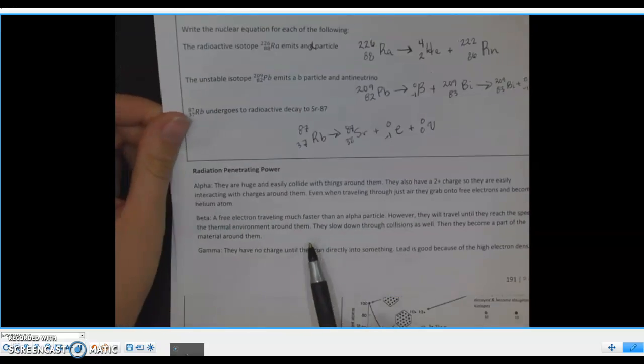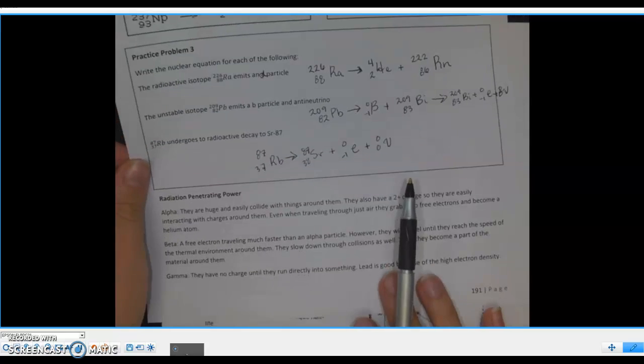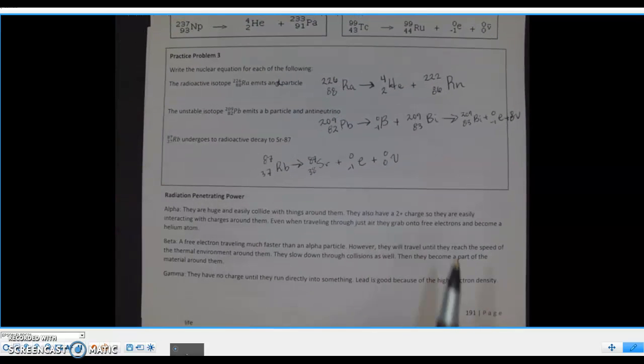So, radiation penetrating power. It's an interesting phenomenon here.